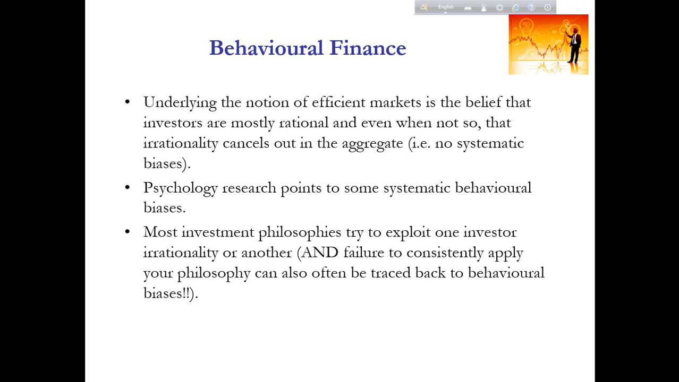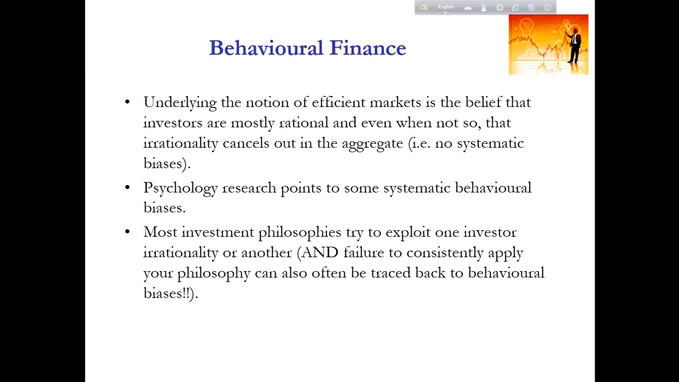So the key notion underlying the efficient market hypothesis is the view that investors are mostly rational. Even when they are not totally rational, the irrationality cancels out in aggregate. So there are no systematic biases. Hence, the market as a whole is not systematically acting on any bias.